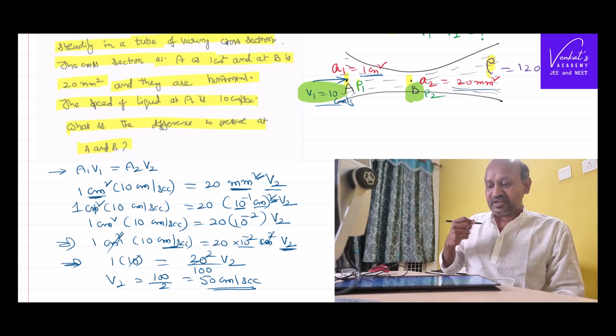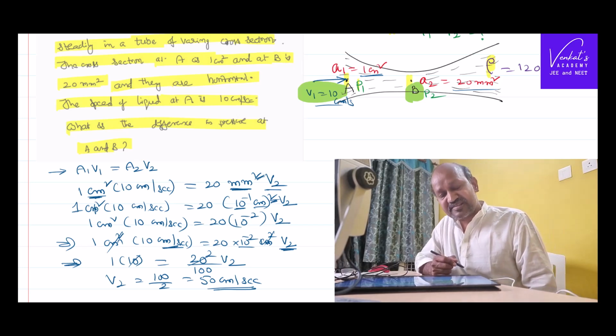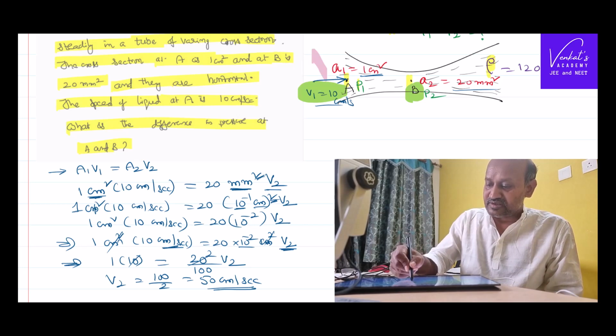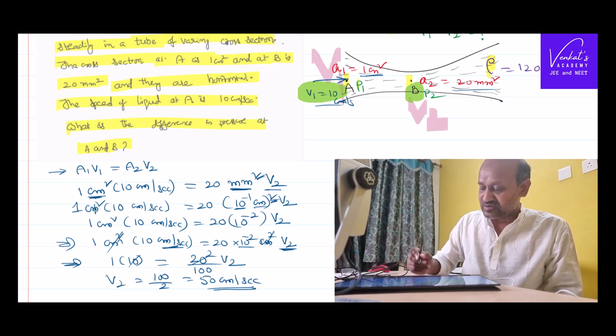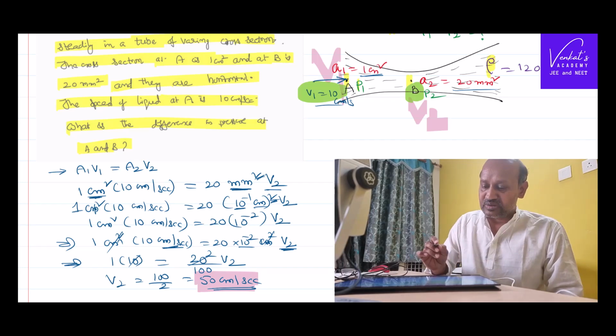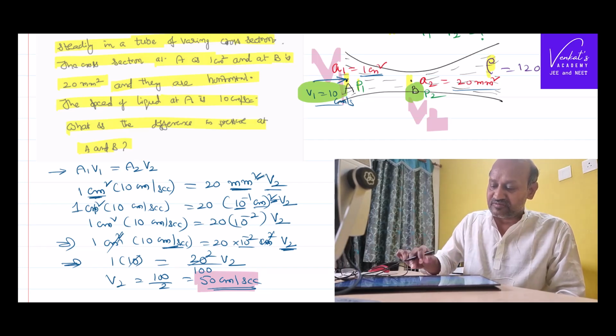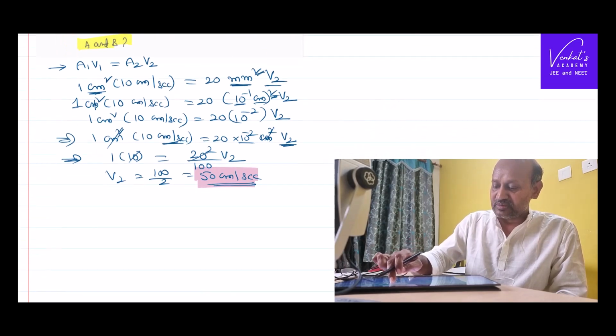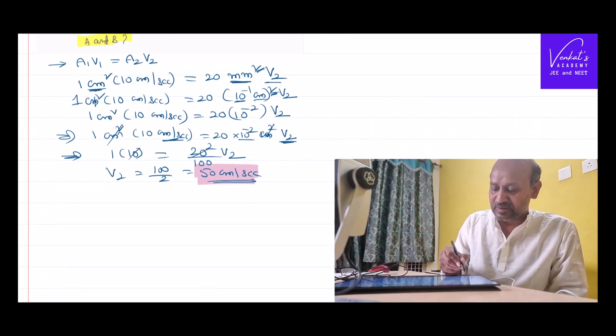So before even getting into Bernoulli's theorem, I have found that velocity at this point is V1, velocity at this point is V2, and I found that V2 is 50 centimeter per second. So as we know the velocities, I can proceed further and talk about Bernoulli's theorem. So between the points A and B, what does Bernoulli's theorem tell you?